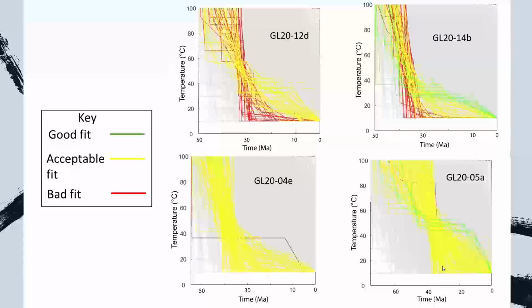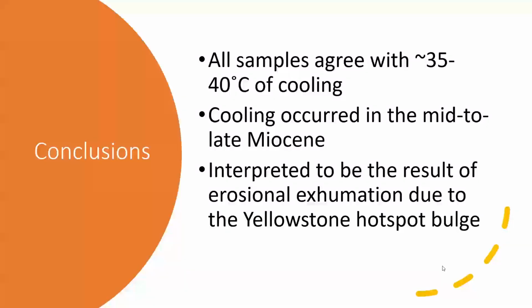And I spent a lot of time looking at these samples. And so what I would say, my interpretations after looking at all this, I say that all the samples do agree with about 35 to 40 degrees of cooling that occurs in the mid to late Miocene. So that's kind of vague because it's really hard to actually pinpoint what that timing is. But if I had to say, I'd say like 17 to 5 Ma, somewhere around there.